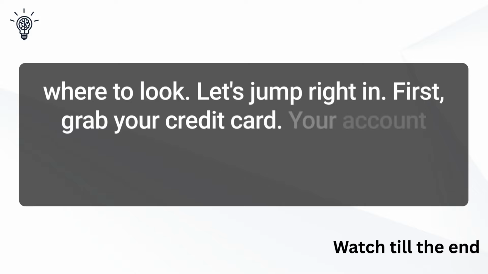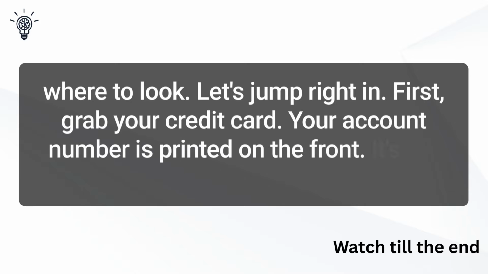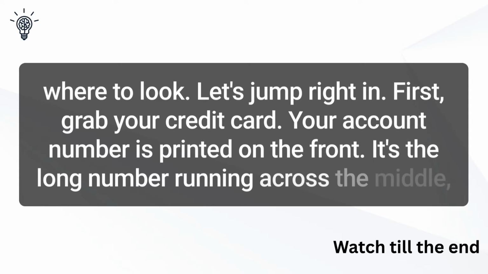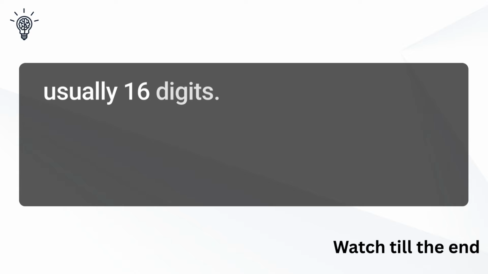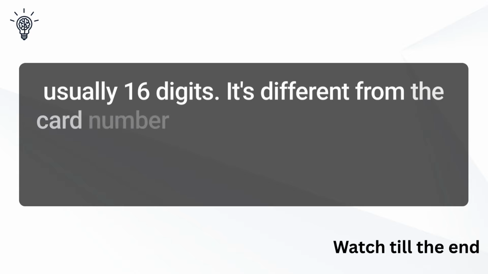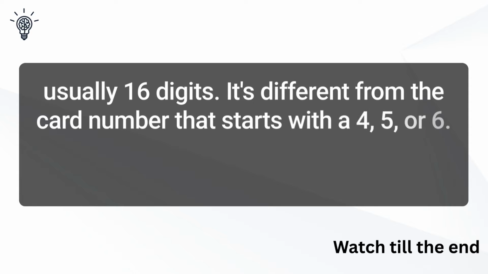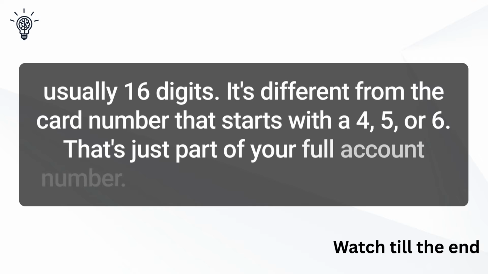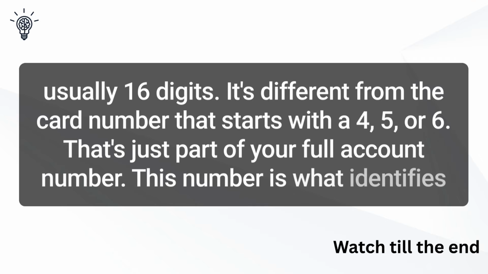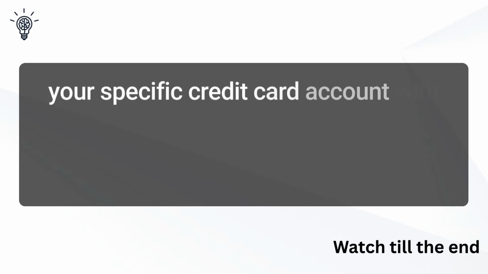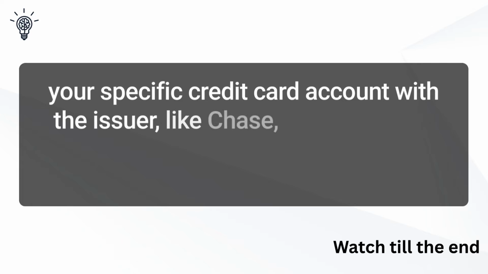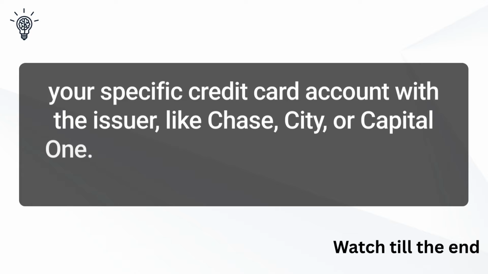First, grab your credit card. Your account number is printed on the front. It's the long number running across the middle, usually 16 digits. It's different from the card number that starts with a 4, 5, or 6. That's just part of your full account number. This number is what identifies your specific credit card account with the issuer, like Chase, Citi, or Capital One.